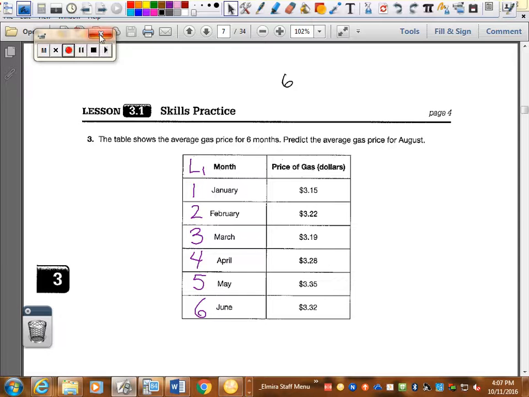There will be another video for this lesson tomorrow where we talk about R value or correlation coefficient and how to make predictions. And otherwise, see you next time.